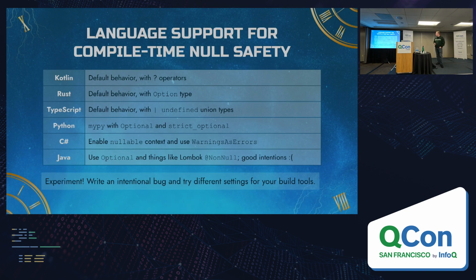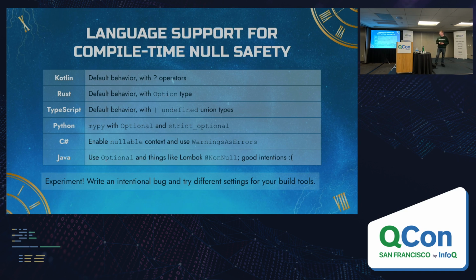So compile time null safety, most languages have some support for this these days. The languages that have been around the longest, like Python, C#, Java, have to deal with a lot of backward compatibility concerns, so they can't just flip a switch and adopt this behavior. So in those languages, you'll probably have to work a little bit harder to figure out how to configure your build tools to disallow nulls, but they all have some kind of support for it.